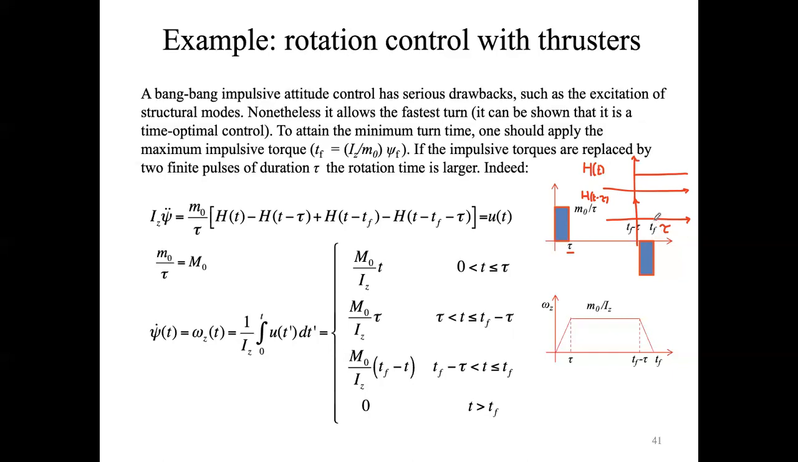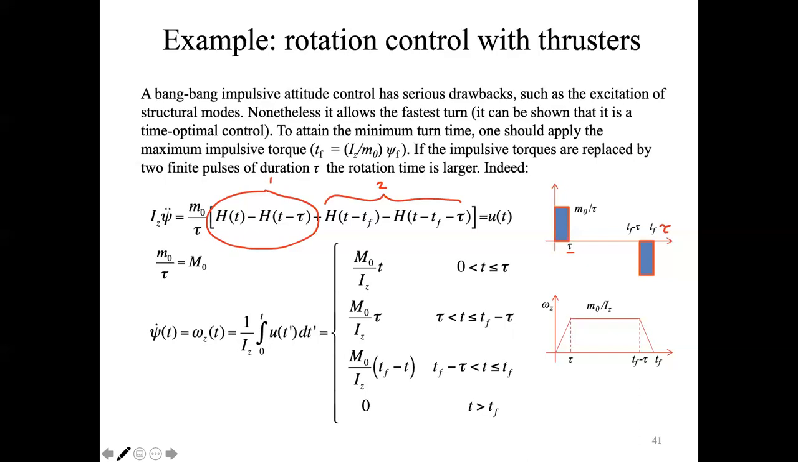So basically, what you have will be something like this. If you do H(t) minus H(t minus tau), the only resultant will be this box here. This represents the first impulse, which is not an impulse anymore, but has a finite time tau. And this represents the second firing. So this is the first firing, and this is the second firing. As I said, now what we need to do is to use this expression with every step function.